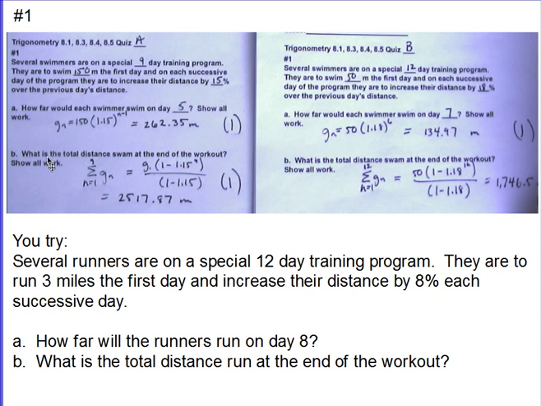For part B, they're asking for the total distance. So what you're doing is adding up what they swam on day 1 with what they swam on day 2, all the way up till day 9, or in this case in form B, day 12. So this is going to be a finite geometric series. Remember, a geometric series is adding the terms together of a geometric sequence. So all we have to do is identify the same values for g sub 1, for r, and for n, and substitute them into the formula for a finite geometric series. That formula is g sub 1 times 1 minus r to the n, all divided by 1 minus r.